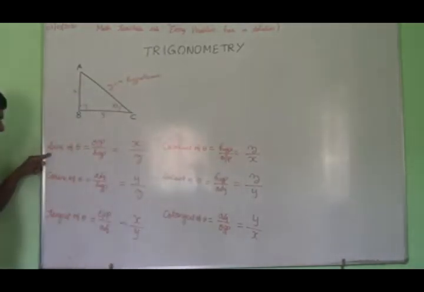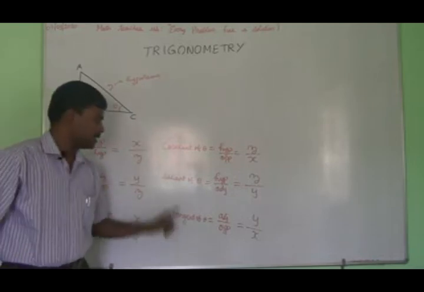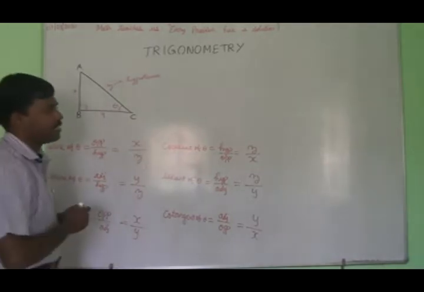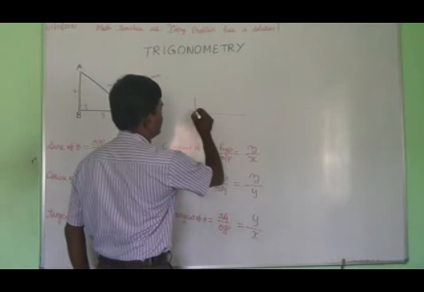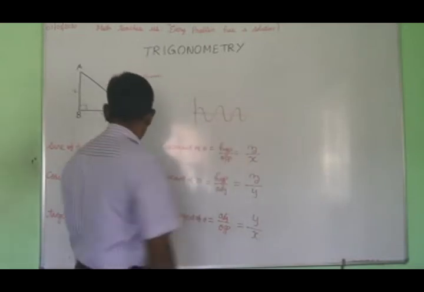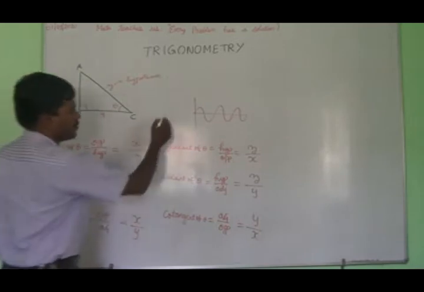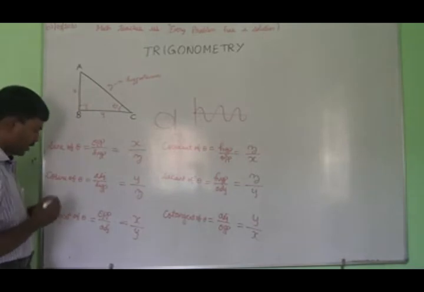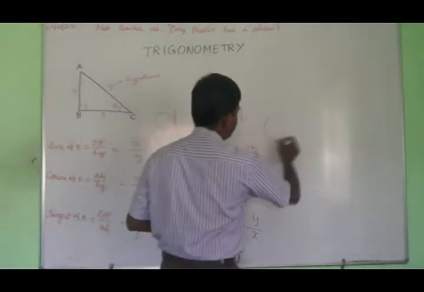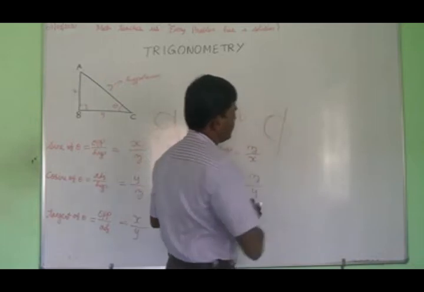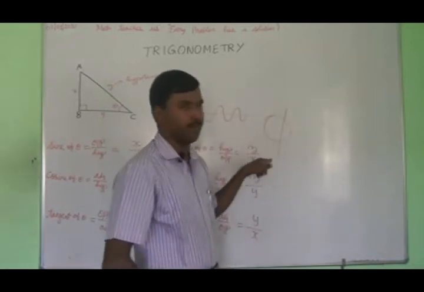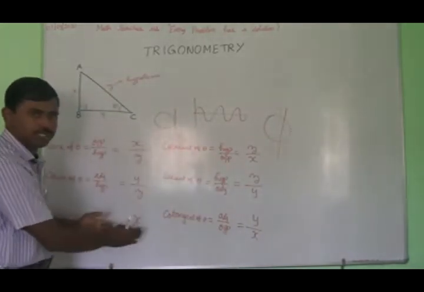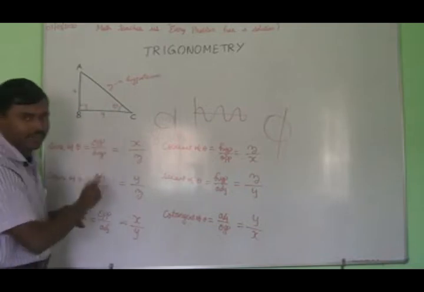Okay, see, sine, cosine, tangent, cotangent, secant, cosecant. So what are the meanings of these words? Sine wave you usually learn in science. This is called sine wave. And tangent means a line which touches the circle at exactly one point. And secant is a line which cuts a circle at two different points. These names have been given to all these ratios with the sides of a right angled triangle.